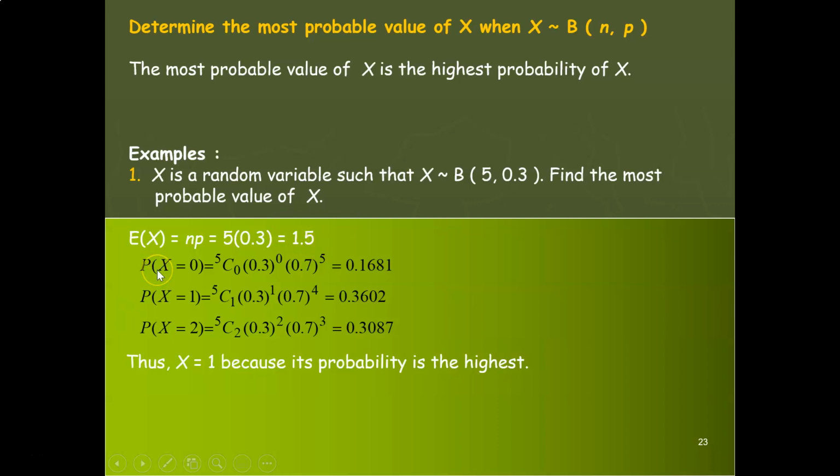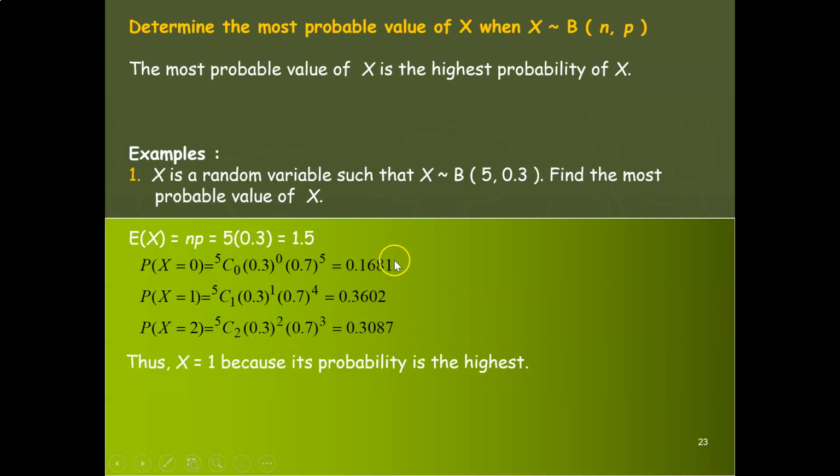So now, let's try probability x equal to 0. When x equal to 0, you have 5C0. You just follow the formula previously, nCr p^r times q^(n minus r), so you just substitute the value of r over here. So you get this one. And then we try for when x equal to 1. Then you get this answer. Then you try for x equal to 2. So you get this answer.